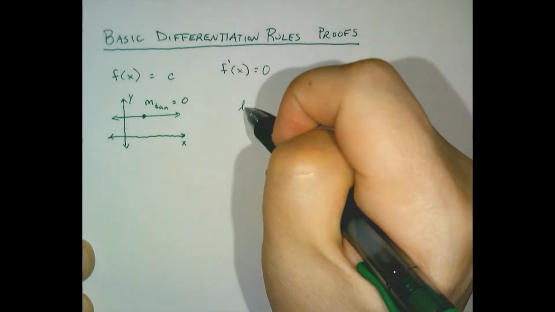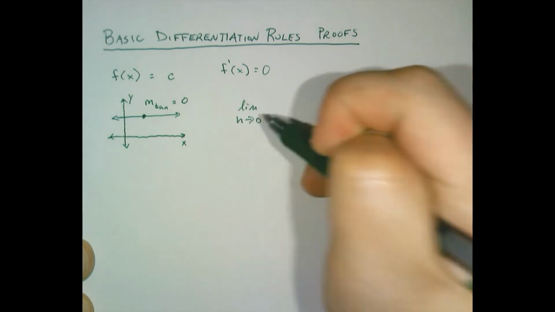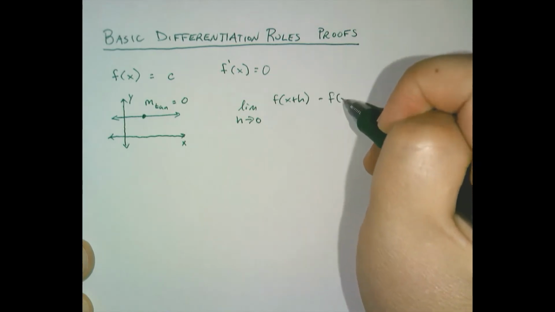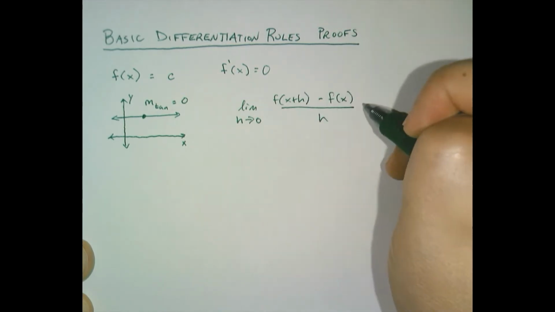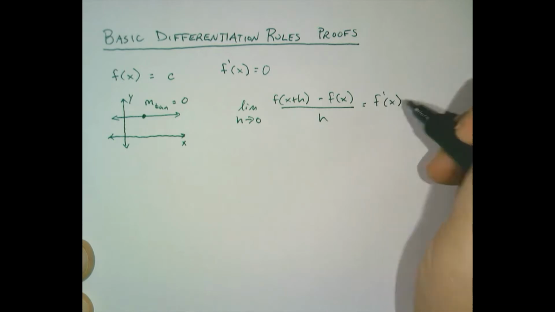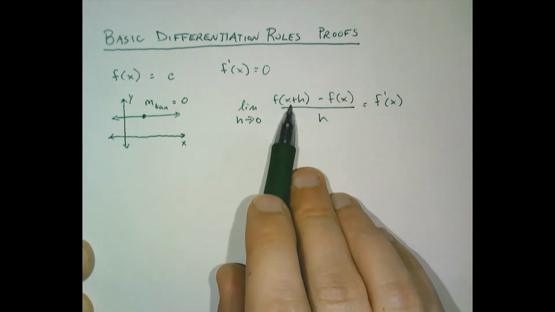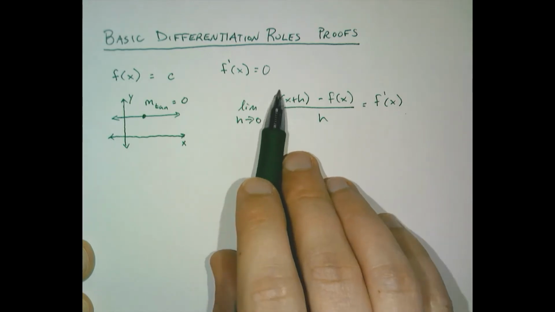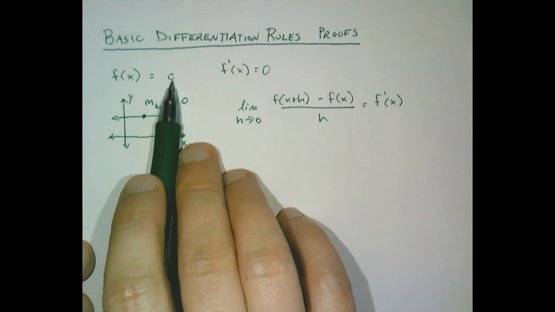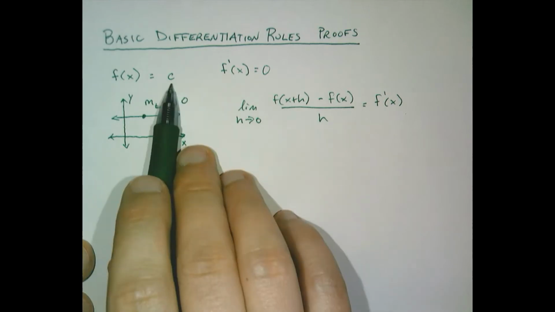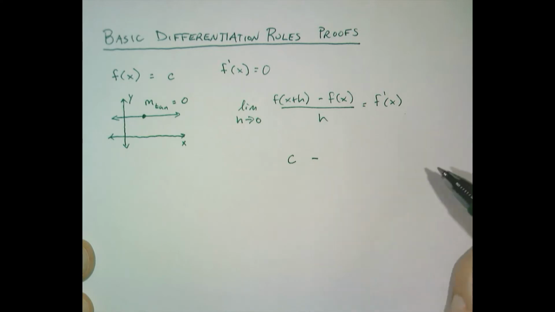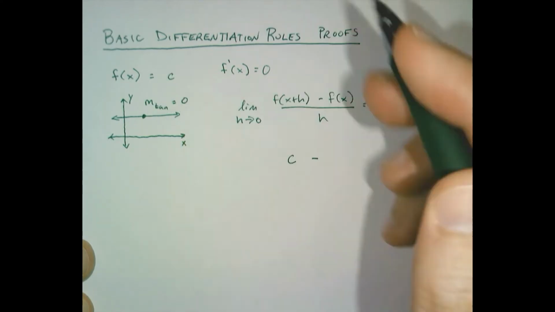So using the formal definition of the derivative, the limit as h goes to 0 of f of x plus h minus f of x all over h, this is equal to our derivative. Now the function at some arbitrary x value plus a distance of h, what does that evaluate to? Well, there is no variable in this expression, so there's nowhere for x plus h to be plugged into. So the value of f of x plus h is c. Likewise, the value of f of x is also c.